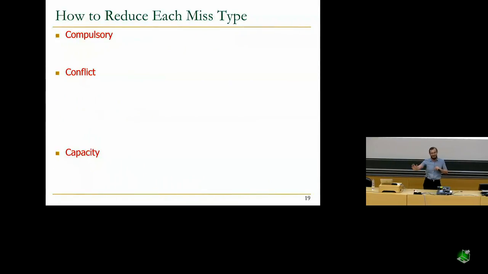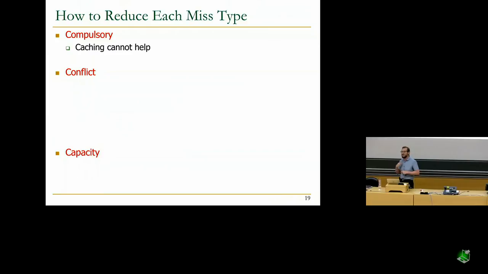This is what the later computer architecture courses are about. People have actually designed many, many policies of caching, not only in hardware design, but also in software design. How do you actually reduce these misses? Compulsory, well, caching cannot help. You need to be proactive. And caching, if you think about it, is a reactive mechanism. Whenever you need the block, you bring it into the cache. Well, how do you be more proactive? Proactive means anticipate what you're going to need and bring it into the cache before you need it.